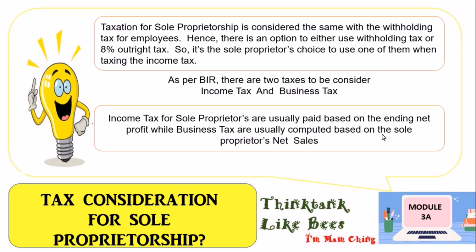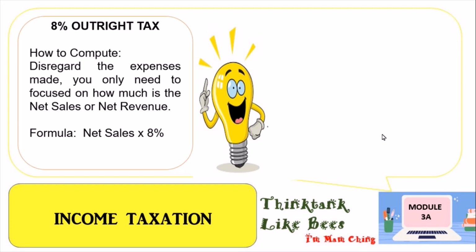Income tax for sole proprietors is usually paid based on the ending net profit, while business tax is usually computed based on the sole proprietor's net sales. Okay? So, 8% outright tax. How to compute for that? You will disregard all the expenses. What you need is to focus only on how much is the net sales or net revenue. So, the formula is net sales times 8%. That's easy, right?